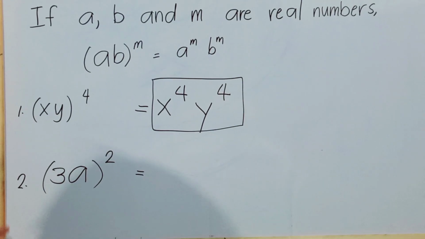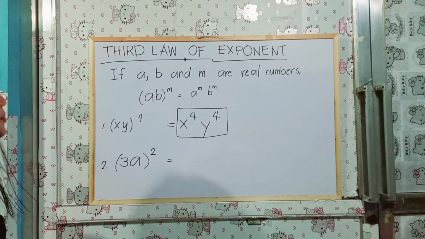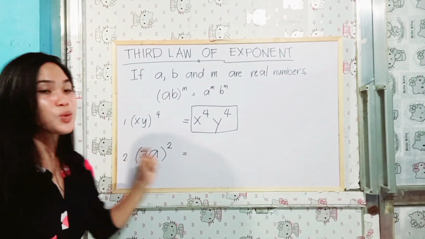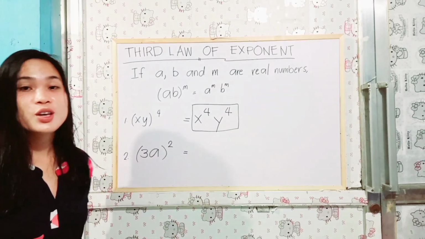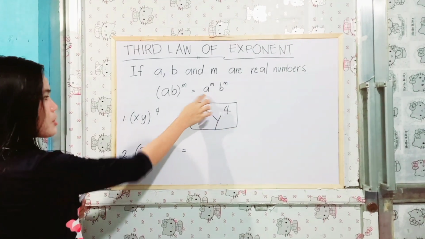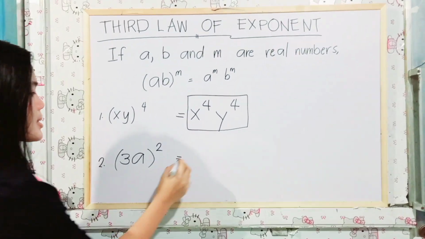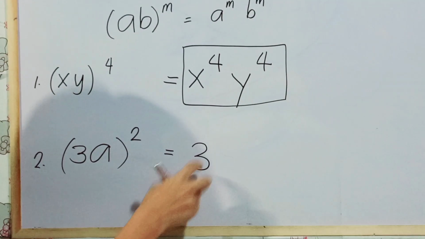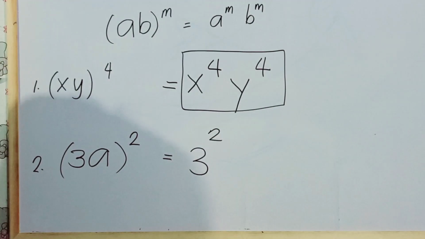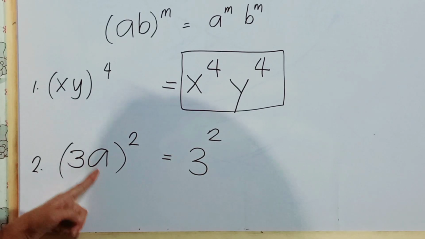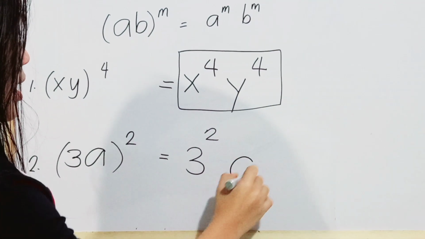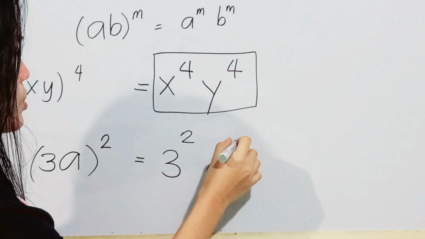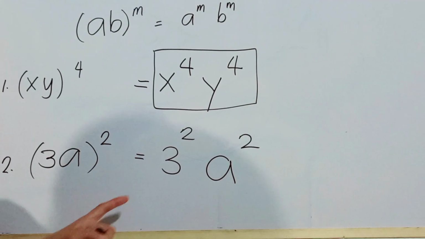Next, we have the second example: the quantity 3a raised to the power of 2. Let's apply the rule. Copy the base 3 and the exponent 2, so it becomes 3 squared. And then we have a, and copy the exponent 2.